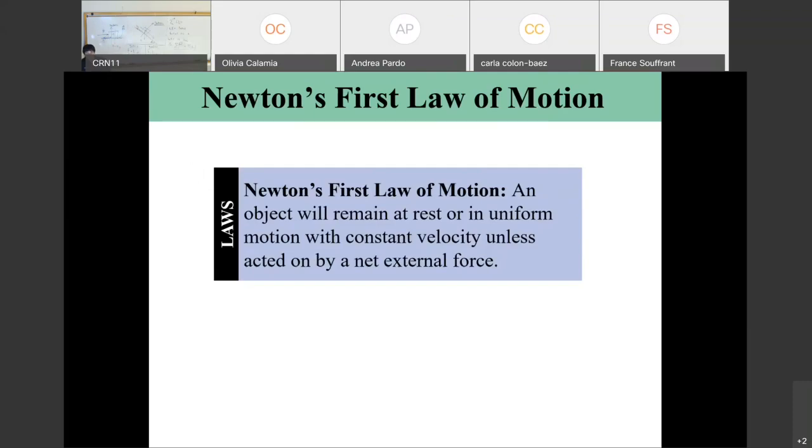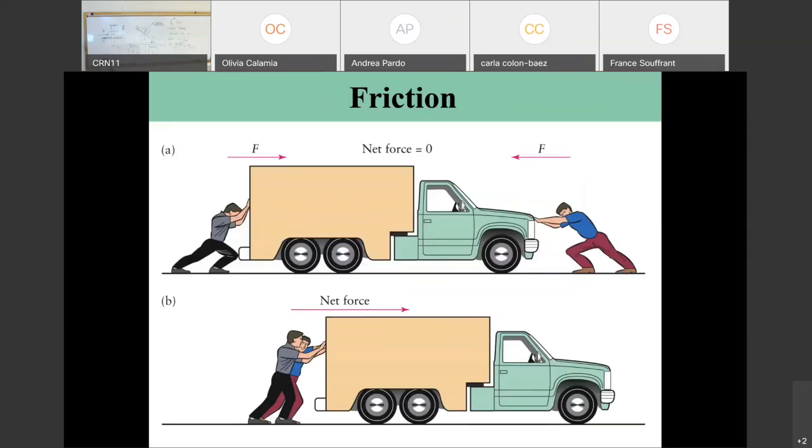All right, let's recall Newton's laws. Newton's first law says that an object will remain at rest or in uniform motion, meaning at a constant speed, unless a force acts upon it. An external force, not internal forces, okay? An external force, a force pushing or pulling or lifting. All right? So we've talked about that before. That's an example of external forces.